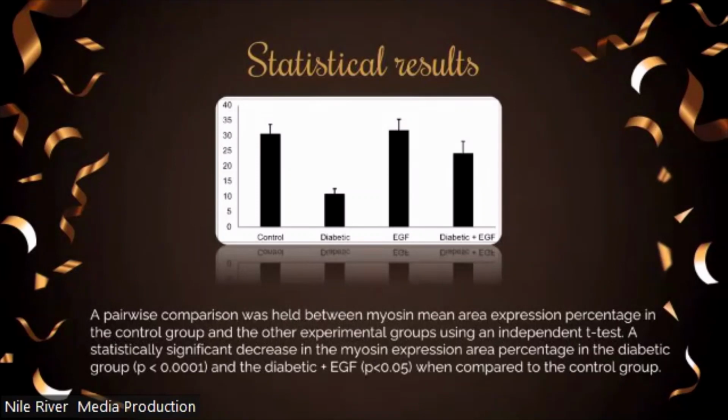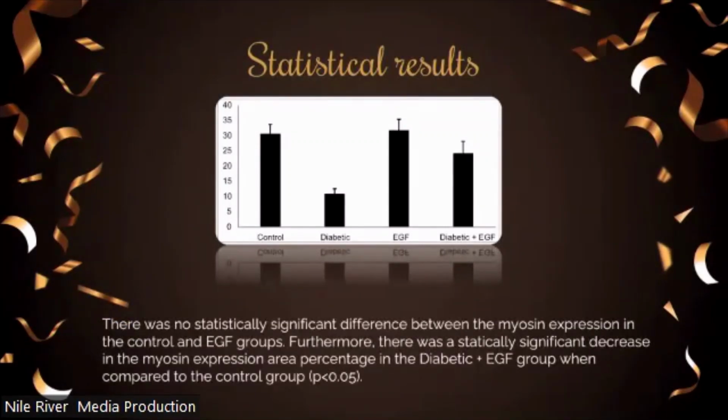A comparison was made between the myosin mean area expression percentage in the control group and the other experimental groups using independent t-tests. There was a statistically significant decrease in the myosin expression area percentage in the diabetic group and in the diabetic group treated with epidermal growth factor when compared with the control group. There was no statistically significant difference between myosin expression in the control and epidermal growth factor groups.